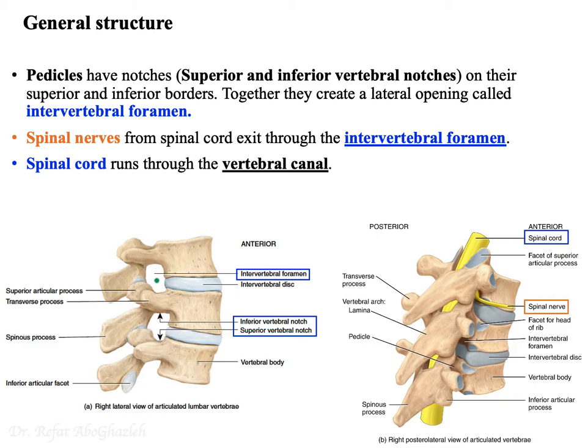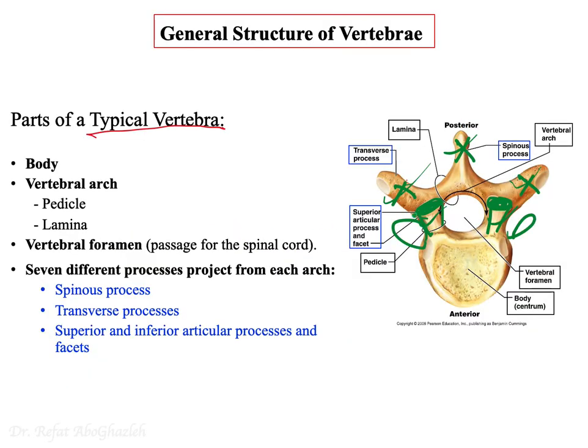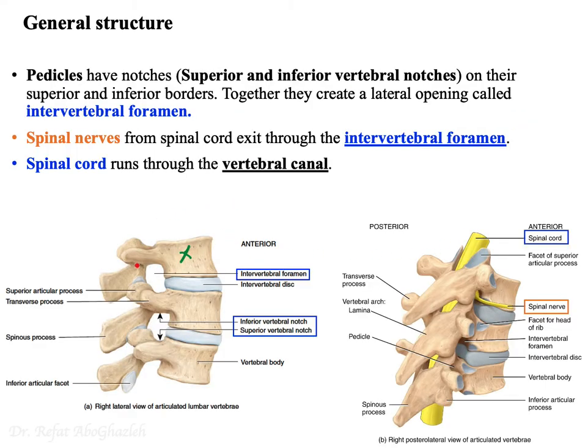If you look in here, my friends, look again at the body, and we mentioned we have processes. Let me erase it and remind you with this. Look at the body, and you see these are pedicles, right? So there is a notch here, and there is a notch here, and below as well. This is the pedicle in which there is a notch here and a notch here. So pedicles have notches, a superior vertebral notch, very simple, and an inferior vertebral notch.